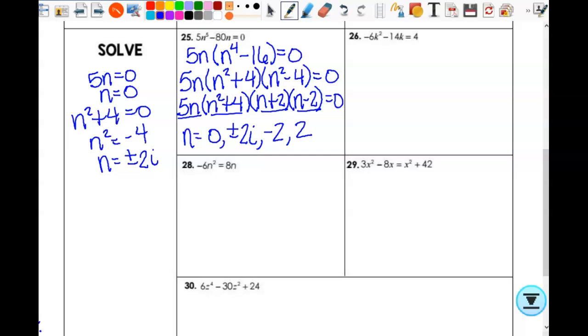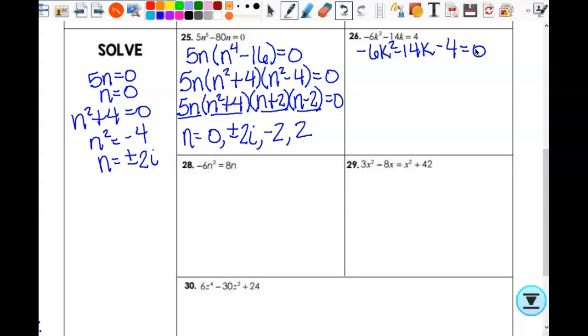Let's look at 26. So what do I need to do first on 26? Okay, move the 4. Could I move everything else to the right instead? Yes, either way, it doesn't matter, right? But 4 makes it a little bit easier. So negative 6k squared minus 14k minus 4 equals 0. Now, if I was doing this one on my own, that's exactly what I would have done. I would have moved everything over to the right because then it's positive because I need my k squared to be positive, but it's fine. It doesn't matter either way. We'll get the same answer.